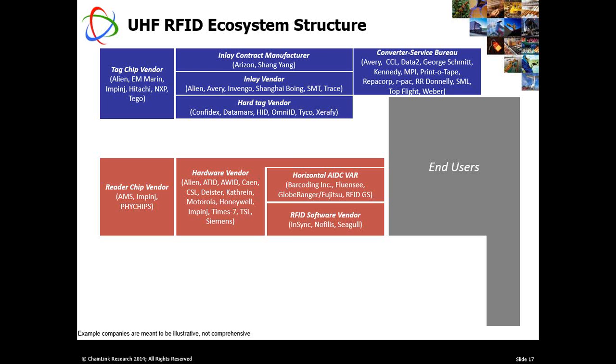Because these VARs rely on RFID expertise, I call them horizontal AIDC VARs, or HAVARs. HAVARs self-identify as RFID experts, and they build semi-custom solutions on top of proprietary software platforms.